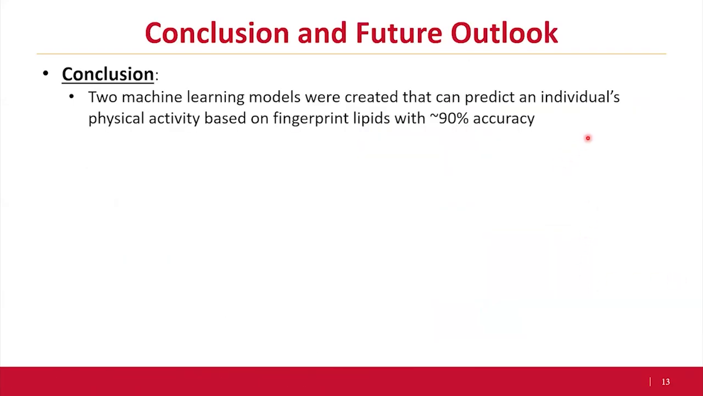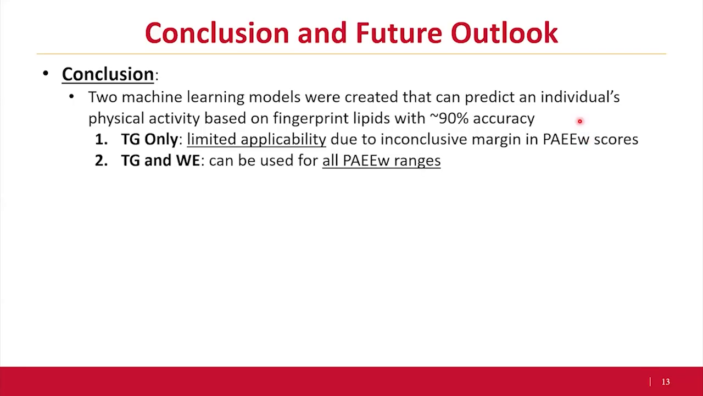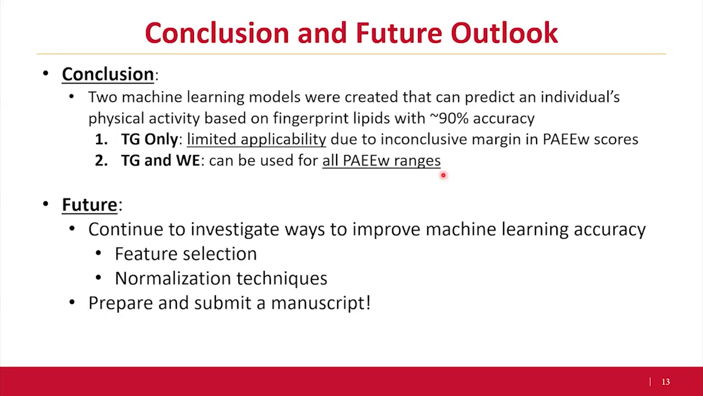So in conclusion, we have two machine learning models that can predict physical activity with about a 90% accuracy. The difference is the first one uses fewer lipids and has a limited applicability because of the inconclusive margin, while the second one does require more lipids, but it can be used across all physical activity ranges.